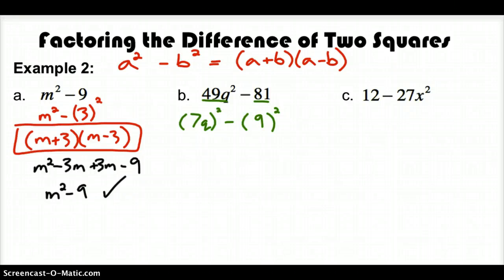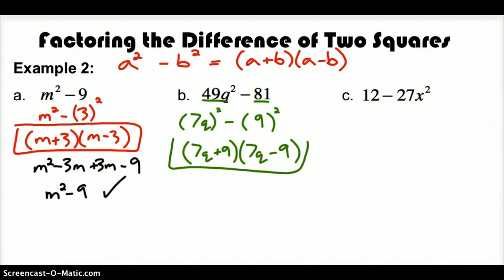All right, so there's my a term and my b term, so now I can just use my special pattern. I can write this as 7q plus 9 times 7q minus 9. And this is my final answer.